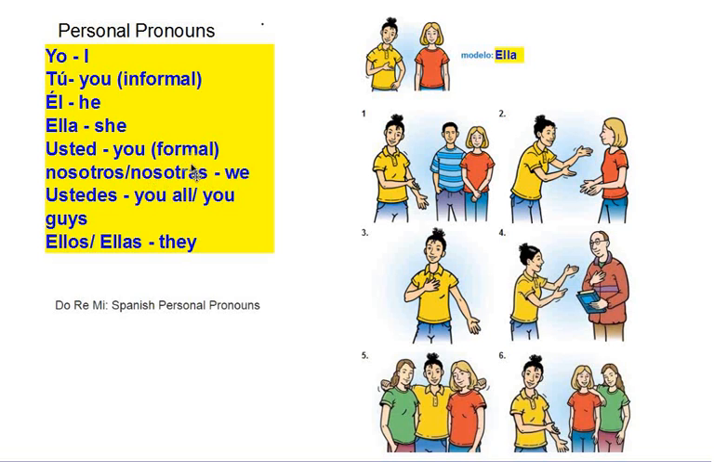How about nosotras? Nosotras you are going to use when you say we and there are only girls involved. Only the girls are saying, like when I'm talking about myself and my friends, I'm going to use nosotras, okay?